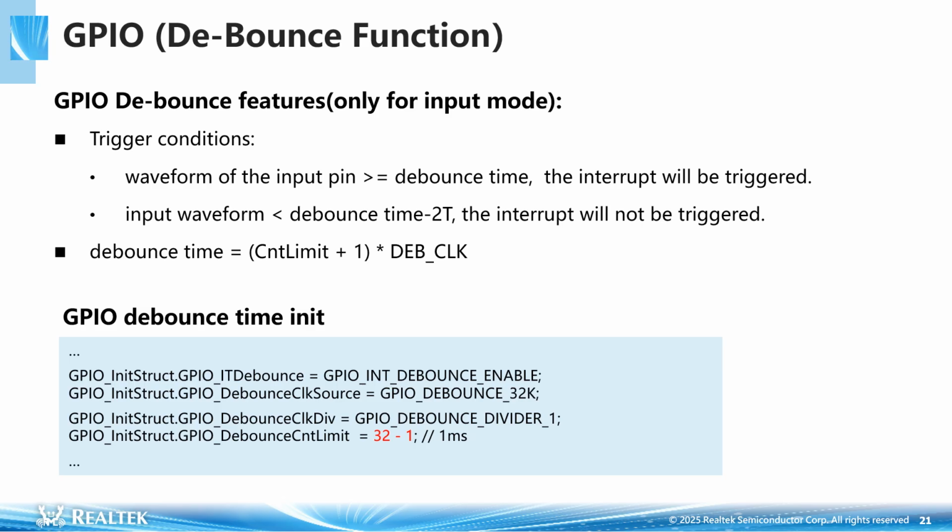This section introduces the debounce functionality of GPIO. The debounce time is related to the count limit parameter in the structure. This relationship can be expressed by the following formula: debounce time equals count limit plus 1 multiplied by debounce clock period. An interrupt is triggered only when the pad input pulse width meets or exceeds count limit plus 1 multiplied by 2 ticks. No interrupt will occur if the pad input pulse width is less than count limit multiplied by 2 ticks.